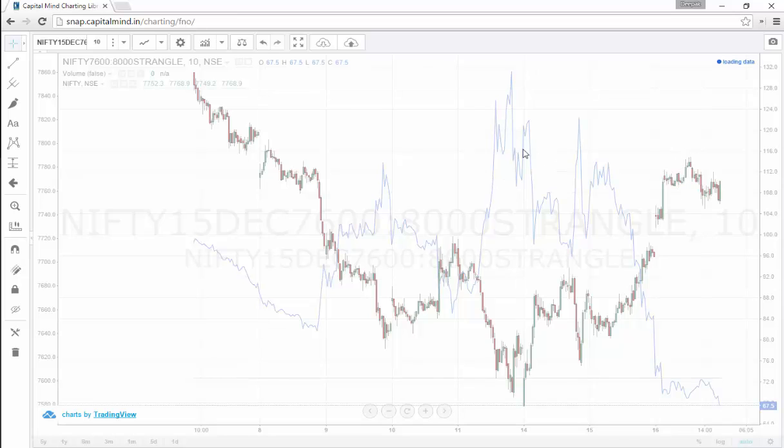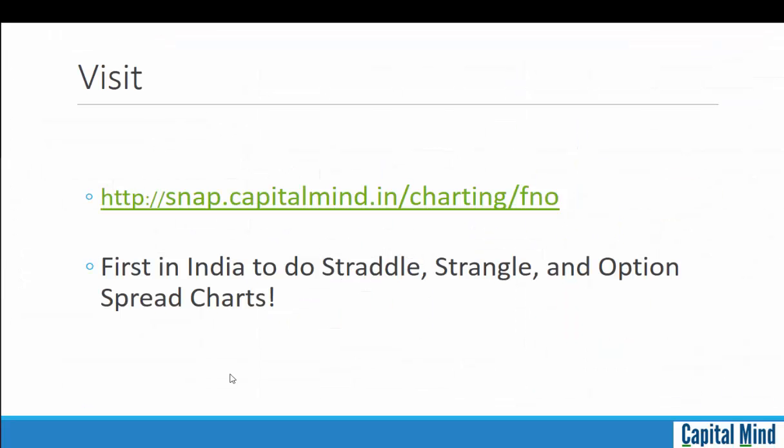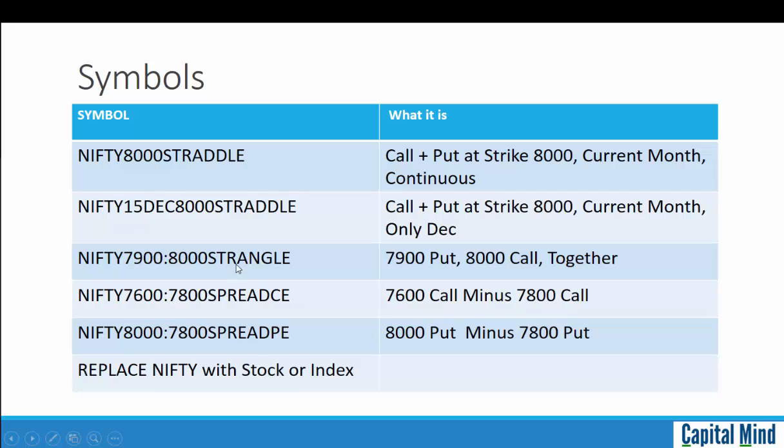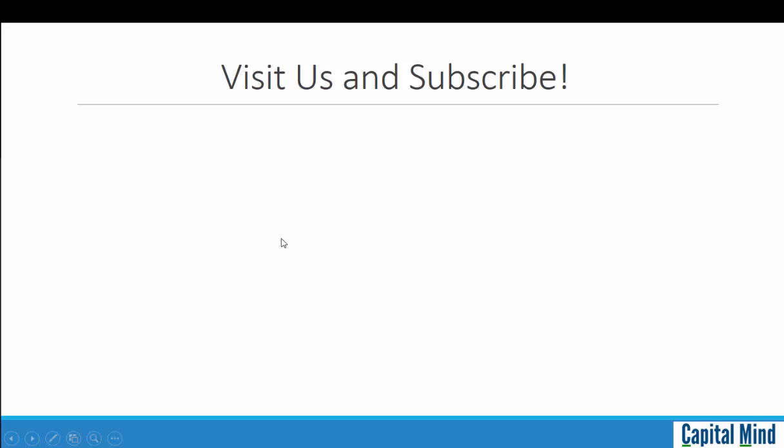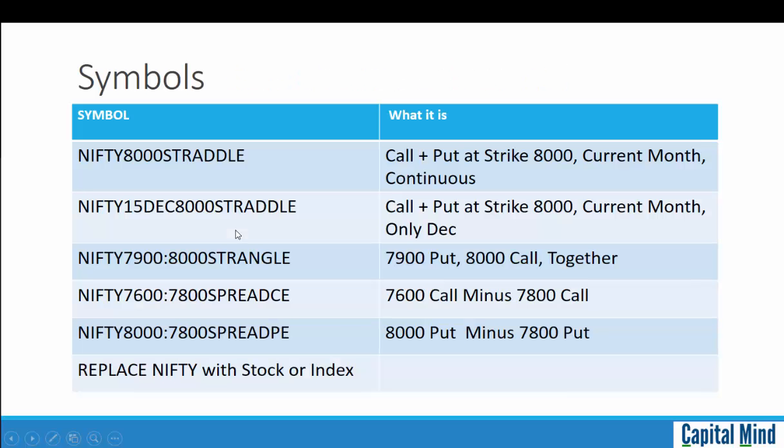One of the other things that you want to see now is the different kinds of symbols that you could do. You could do a Nifty 8,000 straddle, or you could do a 15 December, which is specifically only the December options. Nifty 8,000 straddle in the dates of November will show you the November strikes. In the second one here, you would actually see the December strikes. You can also type strangle, and you can type two more options.